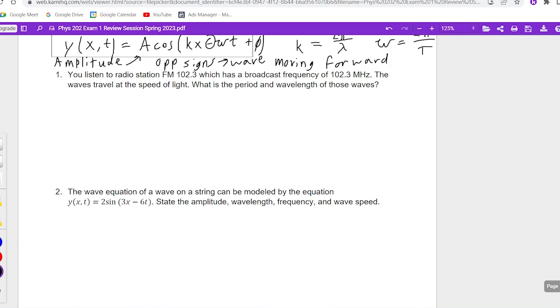So the period is going to be really easy to find. The period is just going to be T equals 1 over f. And I gave us the frequency. The frequency is 102.3 megahertz. What's megahertz? Remember that mega is the prefix for 10 to the 6th power. So that's what I'm going to put there, 10 to the 6th power.